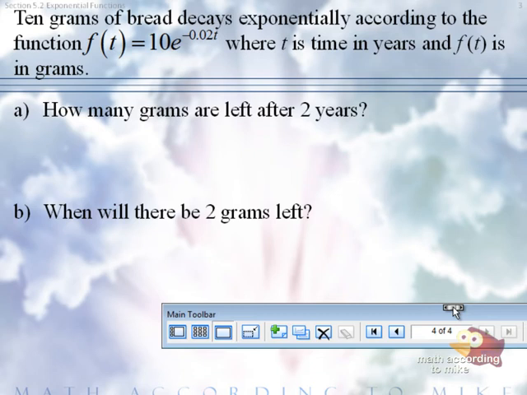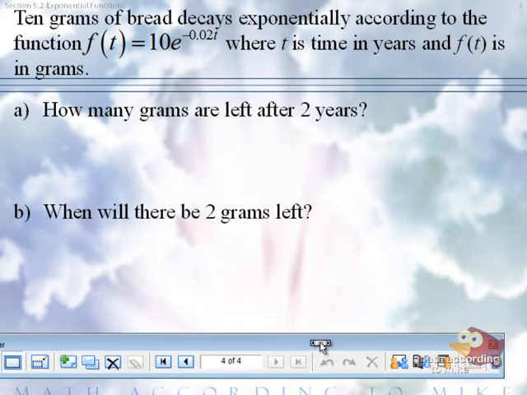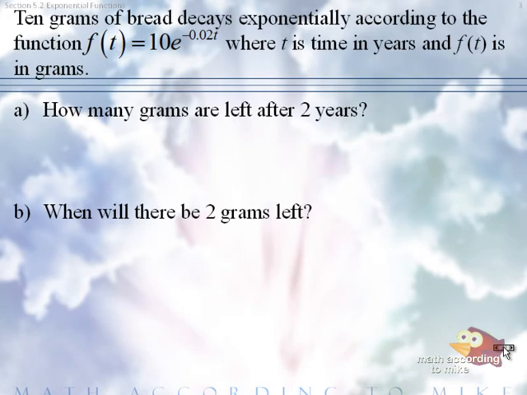10 grams of bread decay exponentially according to the function f of t equals 10 e to the negative 0.02 t, where t is time in years and f of t is in grams. So this is a sample of what we're going to do later on in this chapter when we study exponential decay. We'll realize that this is an exponential decay problem, just not even based on the wording of the problem, just that the variable in the exponent is negative. That tells you decay.